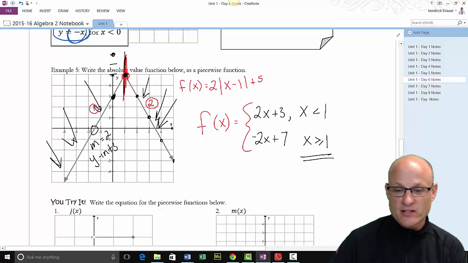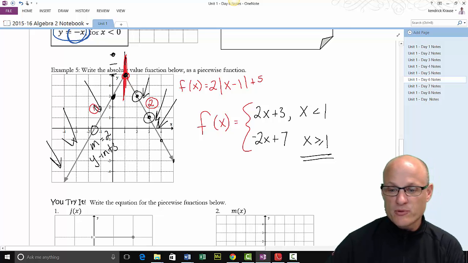Now, let's make sure that makes sense. If I plug in 2, that's negative 4 plus 7 is 3. 2, 3. And there's 2, 3. Yeah, it worked. And if I plug in 3, that's negative 6 plus 7, which is 1. 3, 1. Perfect. Works out beautiful.